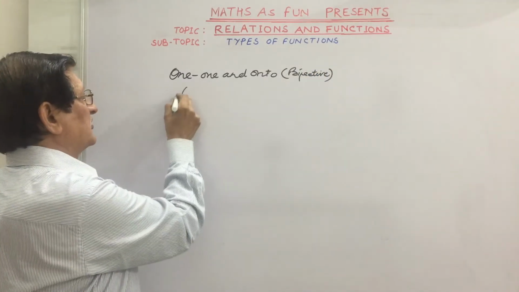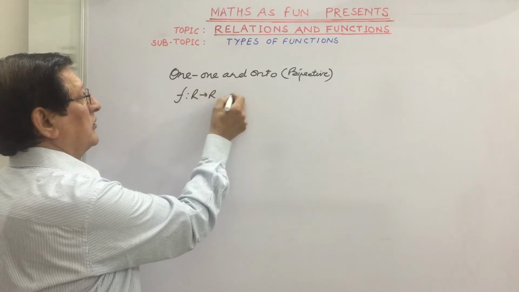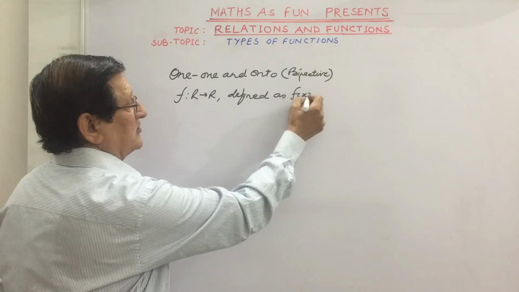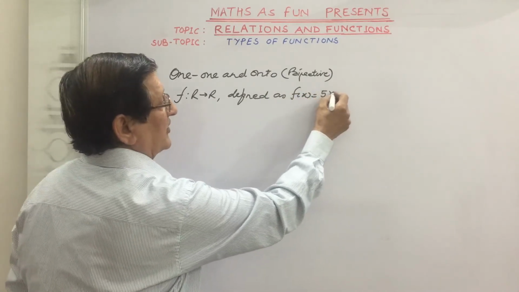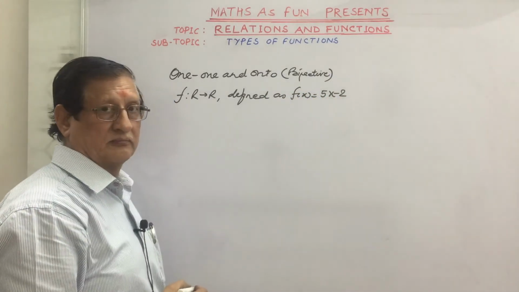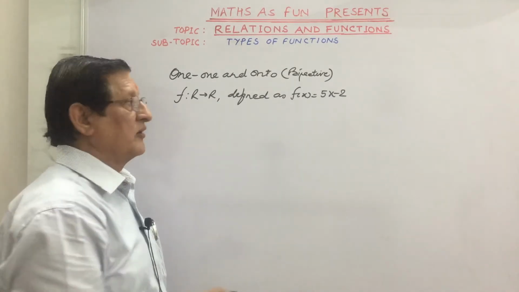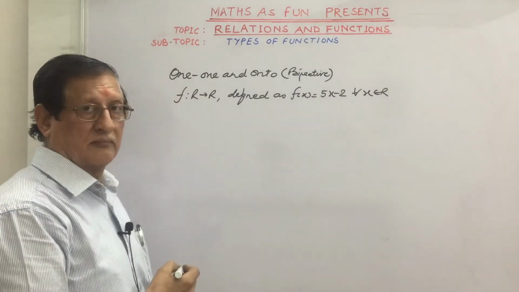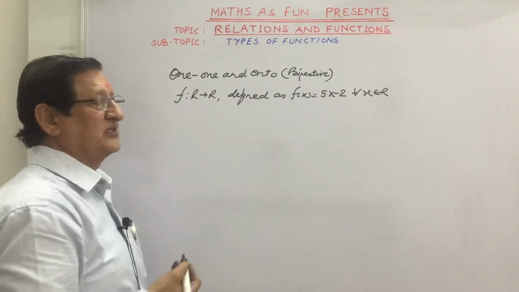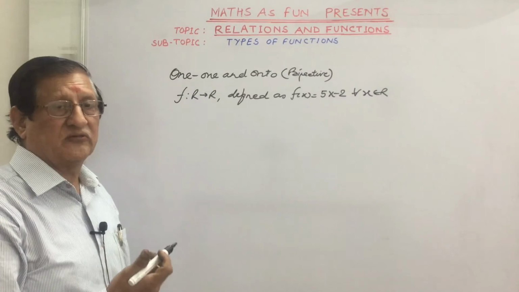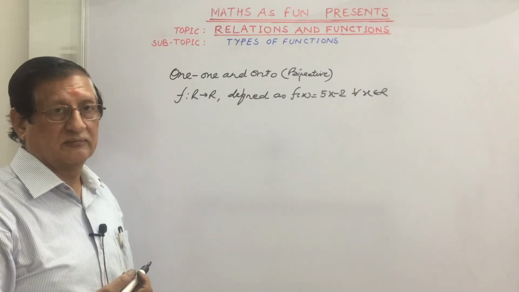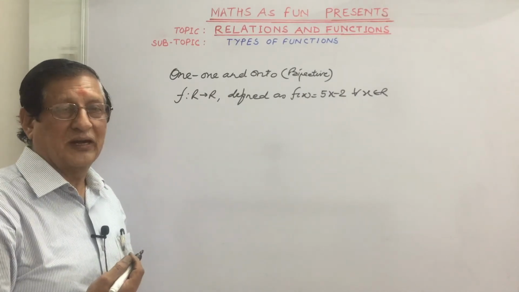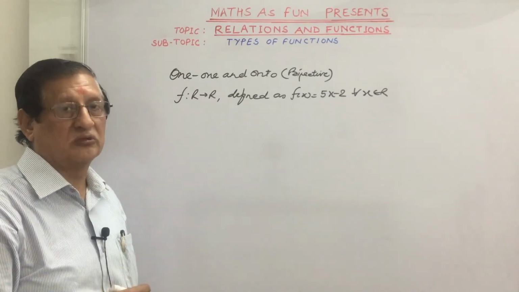Suppose we are given a function f from R to R defined as f(x) is equal to 5x minus 2 for every x belonging to R. We have to find whether it is bijective or not. To find that, we know that we have to go for two steps. First we will try to find out whether it is one-one or not, and then we will try to find out whether it is onto or not.